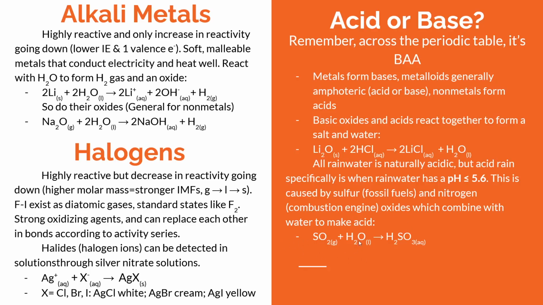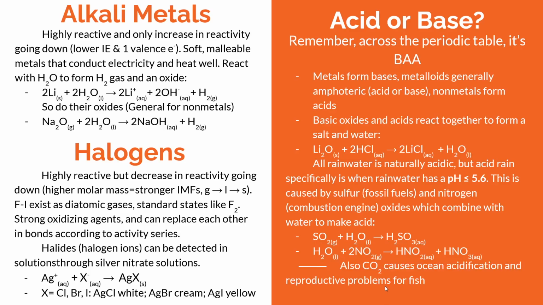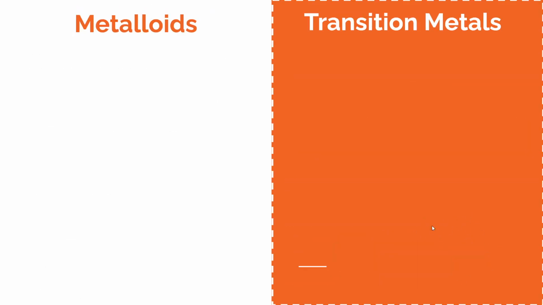So this sulfur oxide is going to react with water to make H2SO3, which is an acid, and you're going to have a similar process for a combination of water with nitrogen oxide. Now, also, carbon dioxide causes ocean acidification, and this causes reproductive problems for fish. Just a little fact that you have to know.